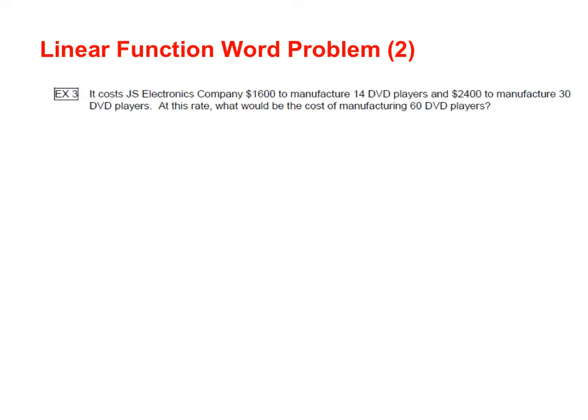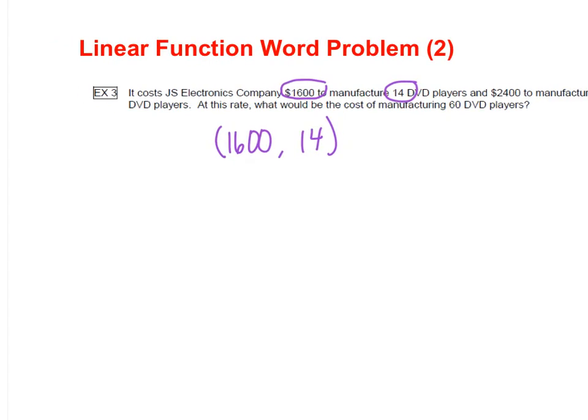So first, before we get to the question that they're asking, let's look at the information they gave us. We know that it costs $1,600 to manufacture 14 DVDs. So let's go ahead and put those together as an ordered pair. Then let's think about, we have an X and a Y. Our X's are representing the cost to manufacture the DVD players, and our Y is representing the number of DVD players.